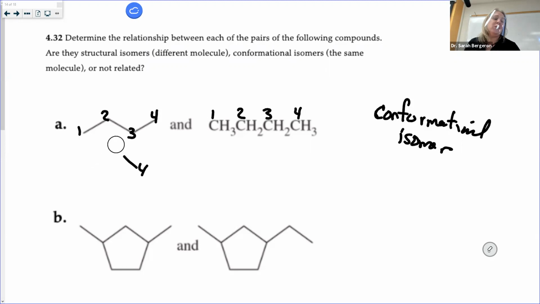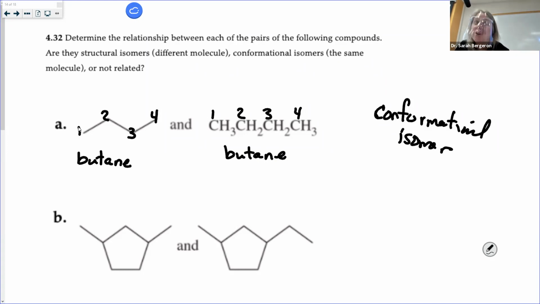Let me ask you a quick question. How would I name the molecule on the left? The first molecule. Meth, eth, prop, but, butane. How would I name the second molecule? Conformational isomers have the same name. They might look different, but if you get down to the nitty-gritty and you name them, they're going to have the same name.